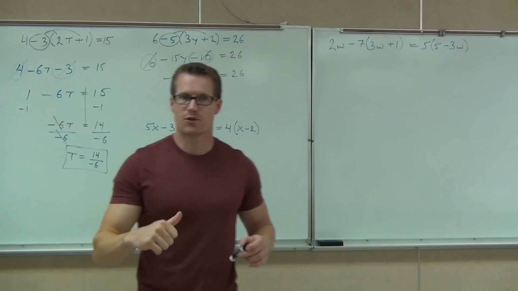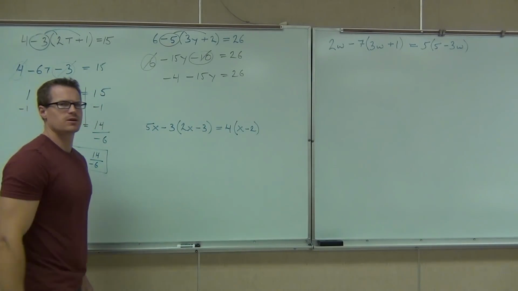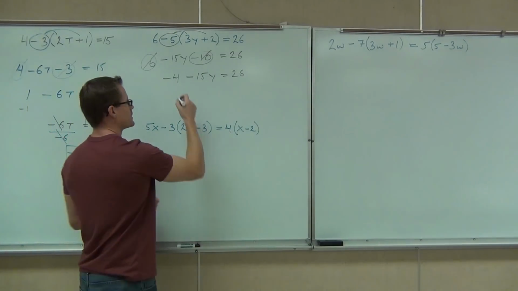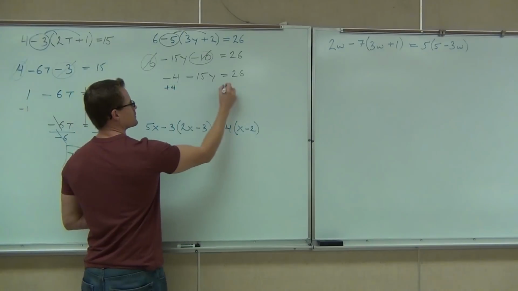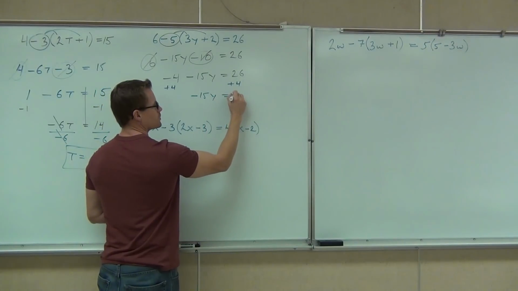Now it's time that I can solve for my y. I get rid of my constant term first. What's my constant term that I'm talking about here? -4. Good, so I need to add 4 to both sides. That gives me -15y equals 30.